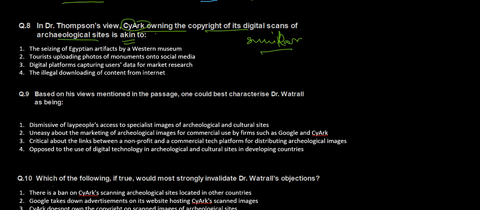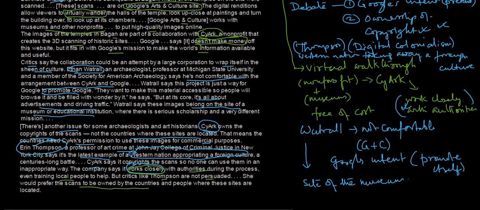So SIAC's owning the copyright of its digital scans is similar to what? Option 1 is seizing of Egyptian artifacts by a Western museum. This is the correct option because it is clearly an example of a Western culture taking away or appropriating a foreign culture, an example of digital colonialism, and that is what Thompson was saying. So yes, this is the correct option.